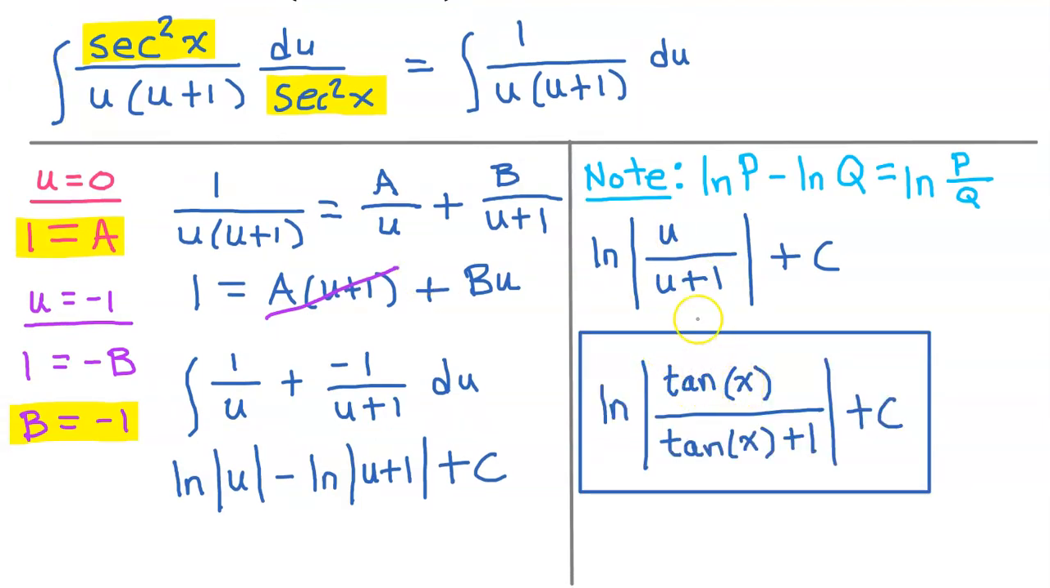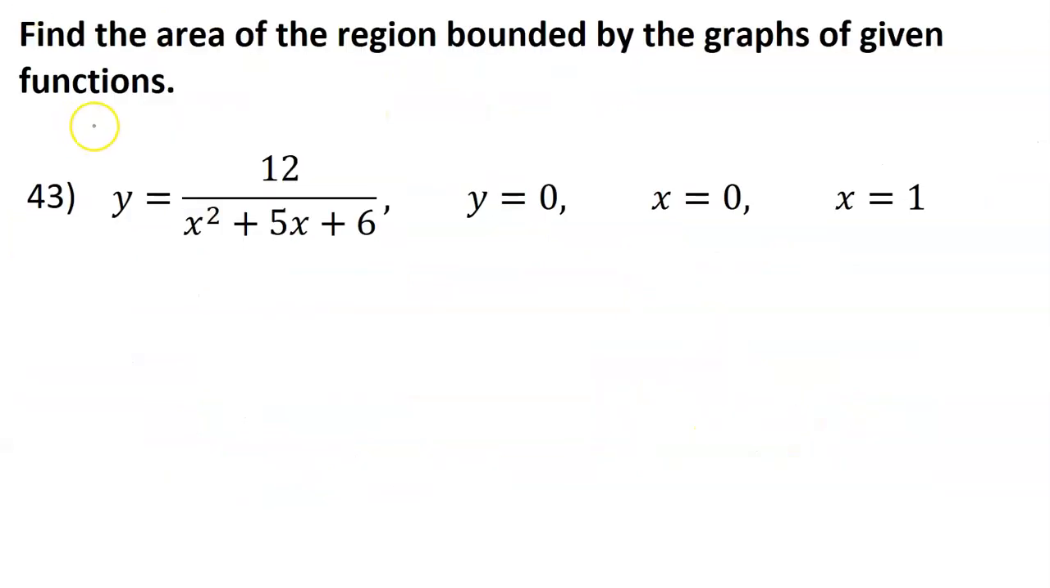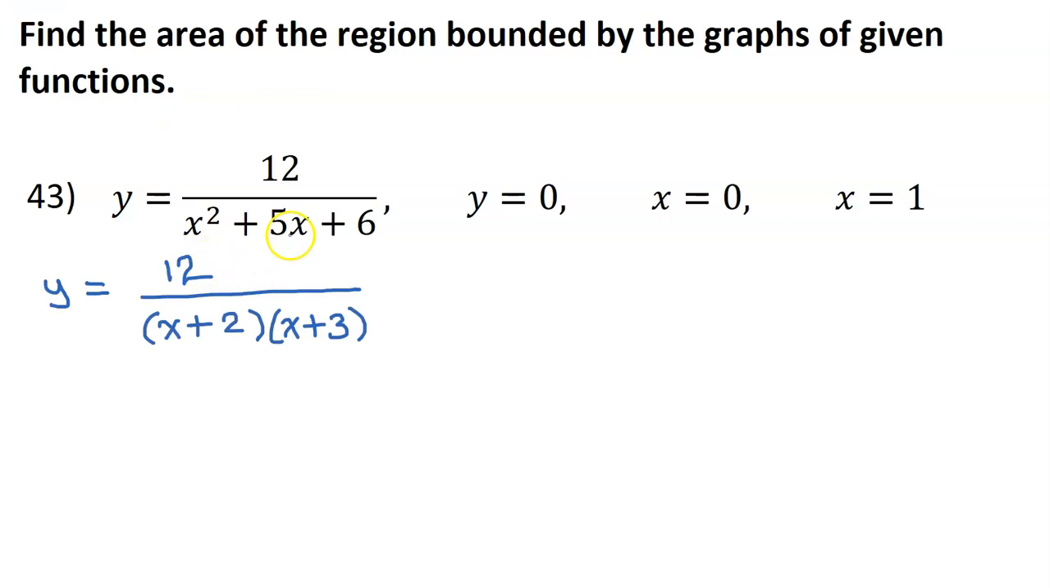Substituting tangent x back in for u gives us the final answer. Find the area of the region bounded by the graphs of the given functions. Let's start by rewriting this rational function in factored form.